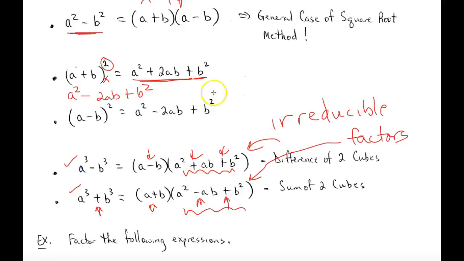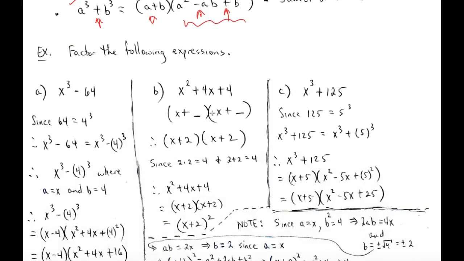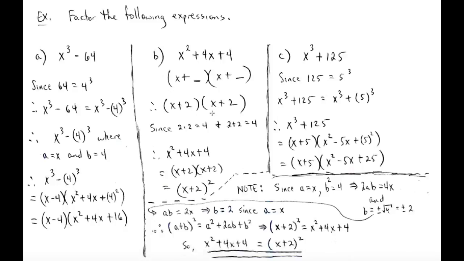Okay, so using that, we're going to see some examples here and then try some on our own, and that'll wrap up the video. So we have x cubed minus 64. And so if you notice here that 64 is 4 times 4 times 4, so that would be just 4 cubed. So in that, we could rewrite x cubed minus 64 as x cubed minus 4 raised to the power of 3.